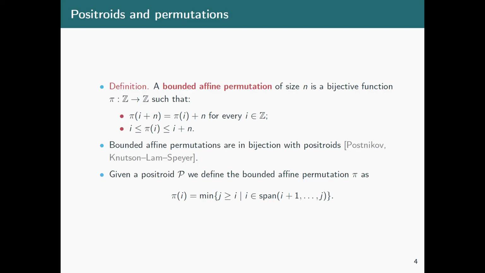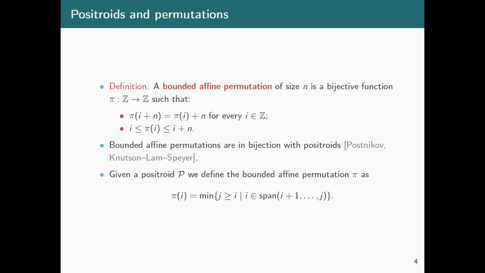Okay, so let's consider, for example, this positroid. I hope you're all familiar with this notation. Here, this is a rank-three positroid, and we see the points as points in projective space. We cut with a generic plane, we get this picture. And let's see how we can construct the bounded affine permutation of this positroid. So we want to map the elements between 1 and 9. For example, 1 is not contained in the linear span of 2, but it's contained in the linear span of 2 and 3 because they're contained in the same line. So the image will be 3.